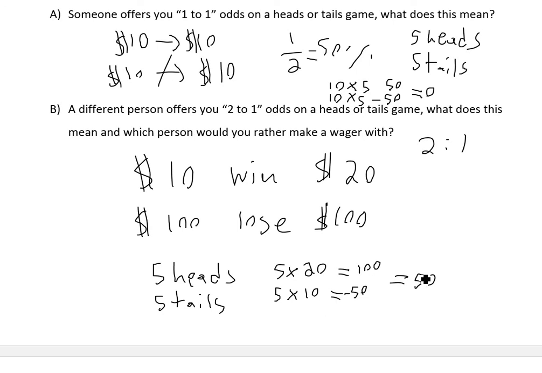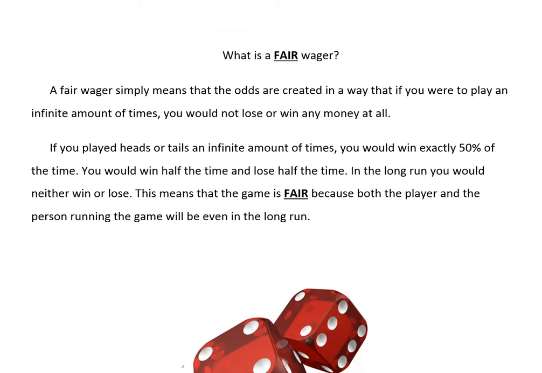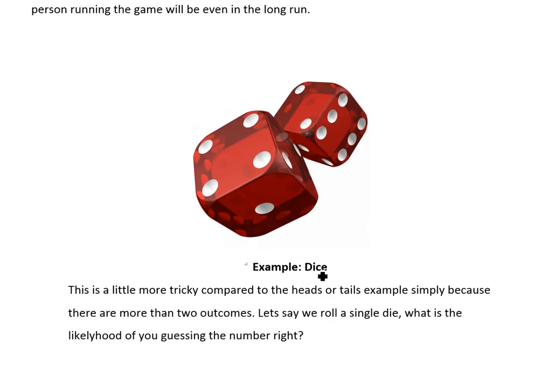So if you have 2-to-1 odds, the odds are unfair, not for you, but for the person who's creating the game, because you're going to be winning a lot of money and he's going to be losing. That's an unfair game, because if you play an infinite amount of times, you're going to be winning a lot of money. So that goes into our next segment, which is the dice example.